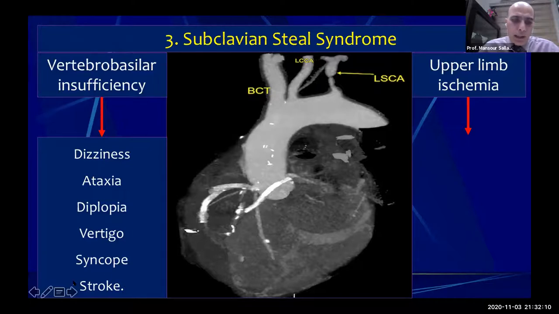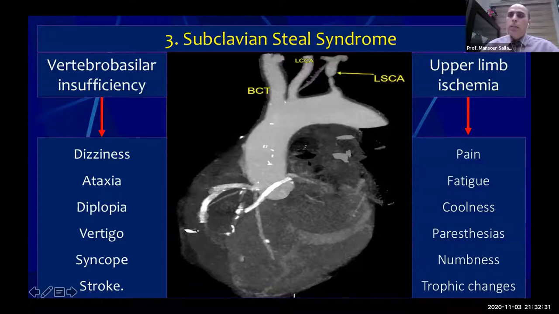And in very rare situations, those patients come with a stroke, especially if there is subclavian artery dissection. I have one of my dear colleagues in Oman who developed a stroke because of left vertebral artery dissection. He was treated conservatively and now he's doing very well, alhamdulillah.